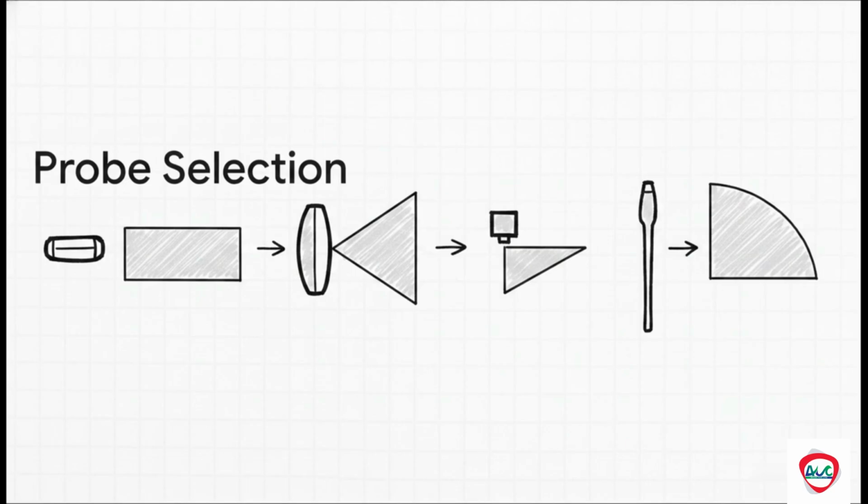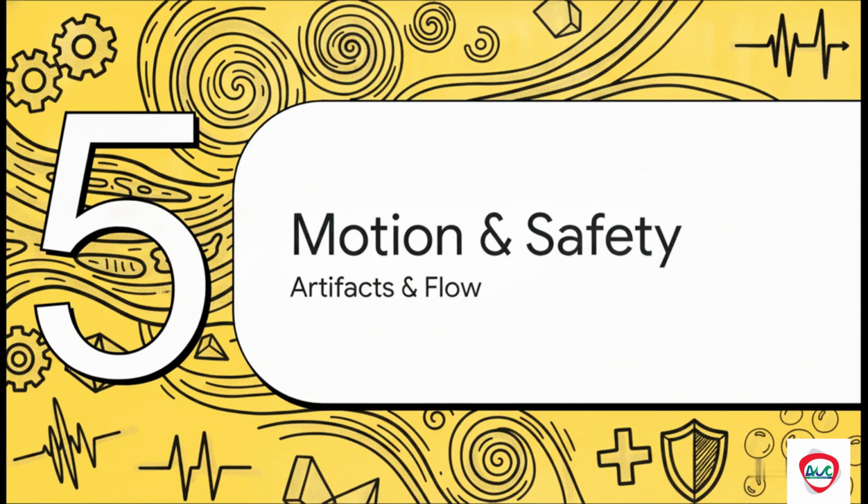But here's the coolest part. Whether you tell the machine to show you the data as a simple A-mode spike, a standard grayscale B-mode image, or a motion-tracking M-mode line, the underlying physical pulse and echo principle remains exactly the same across the board. Now, we arrive at our fifth and final chapter, Motion, Artifacts, and Safety. Let's bring it all together.